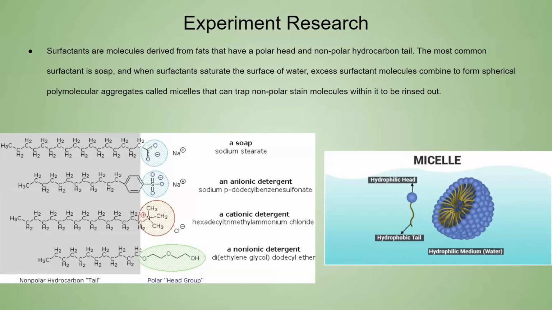Surfactants are molecules that derive from fats. They contain a polar head and a nonpolar hydrocarbon tail. A very common example of a surfactant is soap, which is pictured below here. When surfactants saturate the surface of water, excess surfactant molecules, when they fill up the surface, form things called micelles, which are polymolecular aggregates that can trap nonpolar stains inside. Then when rinsed out with water, those micelles are removed, thus removing the nonpolar stain molecules inside. This could be things like oils and all of the examples shown in the stains that we'll have later in the experiment.